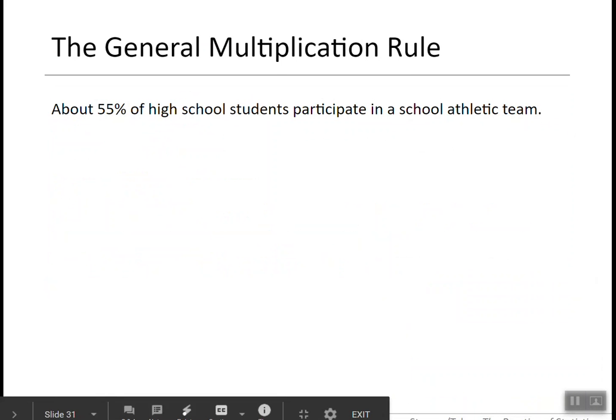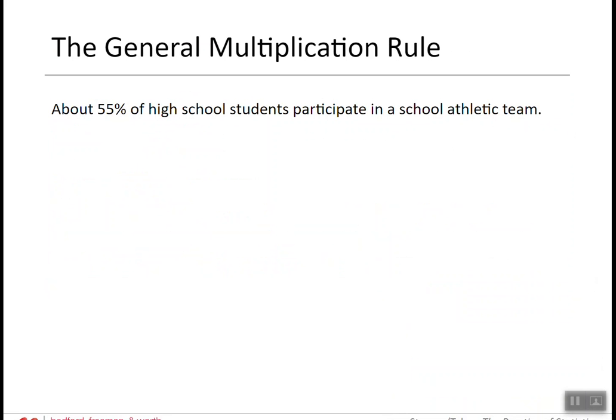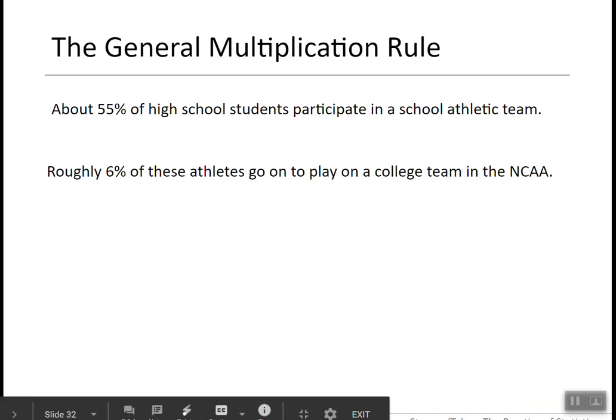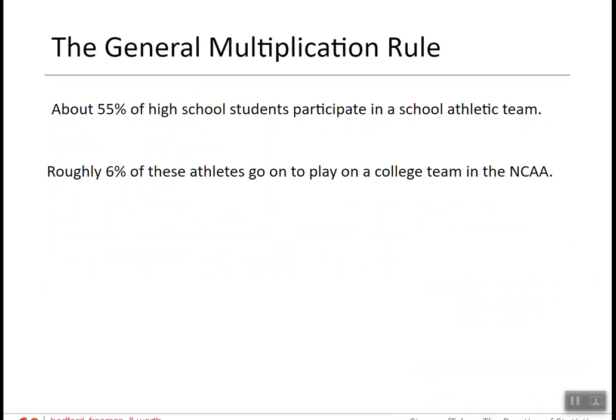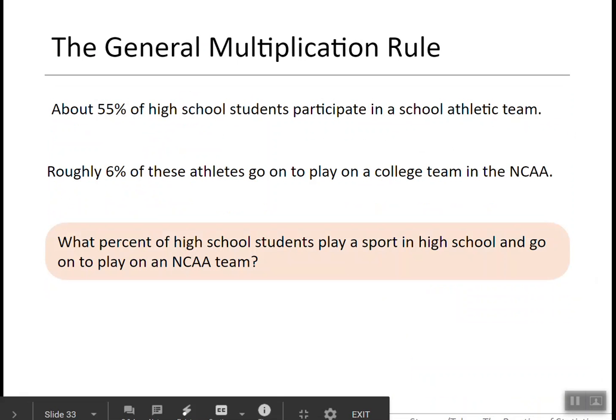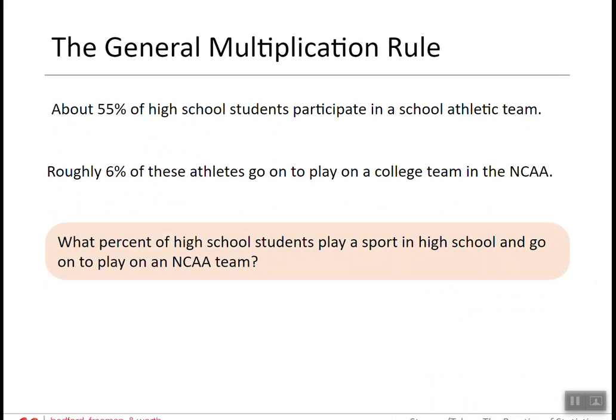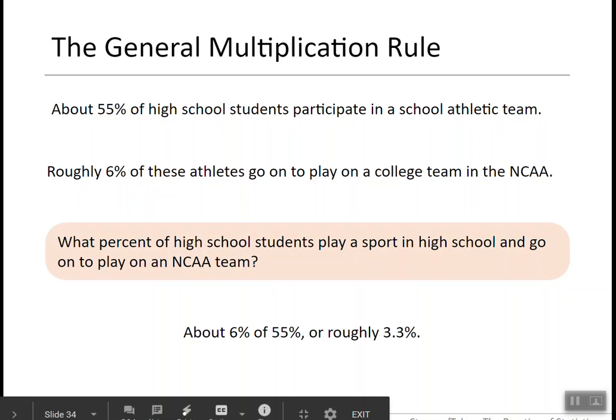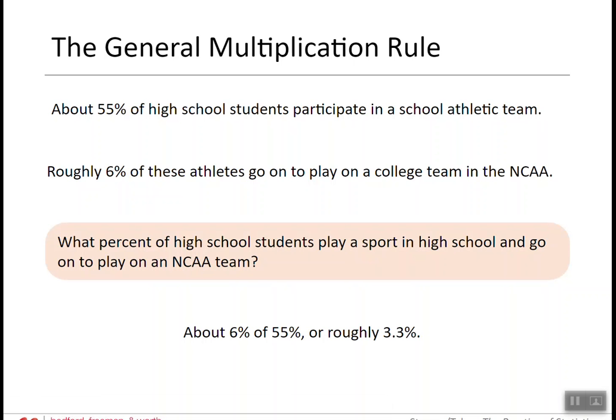Last topic for today is the general multiplication rule. If we know that 55% of high school students participate in school sports, and that of those athletes, 6% go on to play a college sport in the NCAA. We want to know what percent of high school students, total, not high school athletes, play a sport in high school and go on to play on an NCAA team. Well, based on these sentences, we know that 6% of 55% go on to play a college sport in the NCAA. So if you multiply those out, that's about 3.3%.